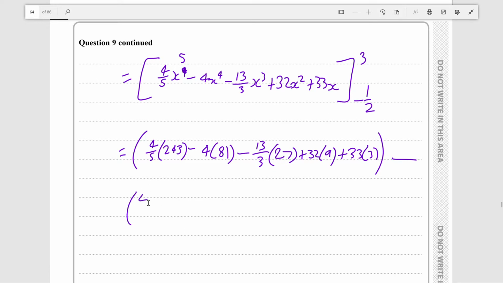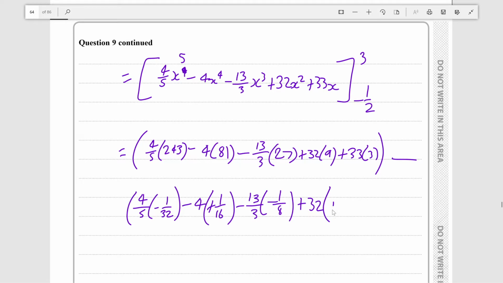So 4 over 5 times minus 1 over 32, which is x to the 5th. And then minus 4 times positive 1 over 16. And then minus 13 over 3 times negative 1 over 8. Plus 32 times positive 1 over 4. And finally, plus 33 times negative 1 over 2. So I'm going to use the calculator to figure out what the value of this is.